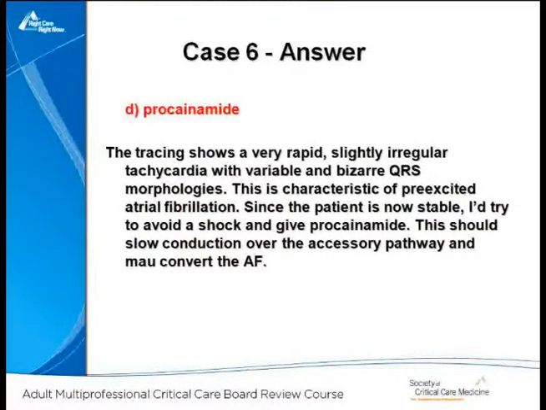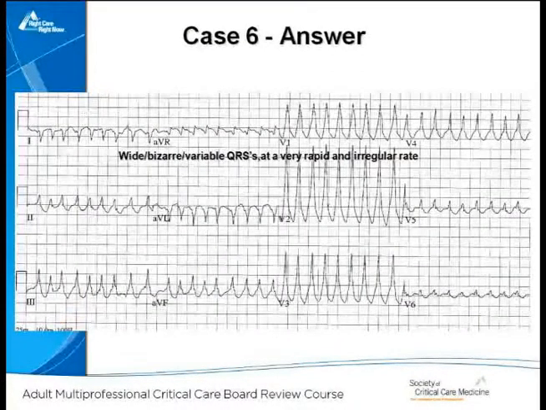Always on a board, you try a less invasive approach if it's equally effective. So in this case, you give procainamide, and you may convert the AF, and you should slow conduction over the accessory pathway.